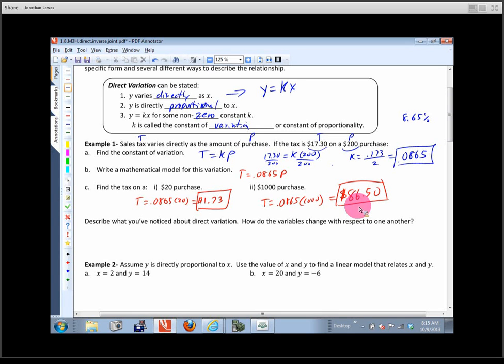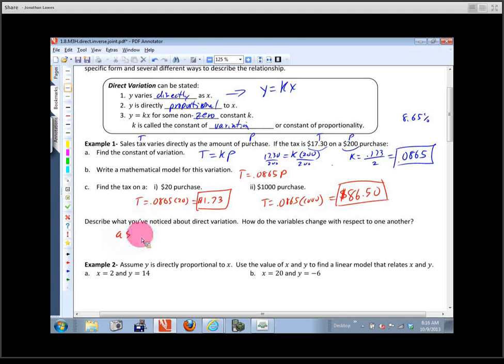What do you notice about the way these two vary? As the purchase price goes up, what happens to the tax? As the purchase price goes up, the tax goes up. They vary together. They get larger and smaller together. As x gets bigger, y gets bigger, and as x gets smaller, y gets smaller. That's what we mean by direct variation.